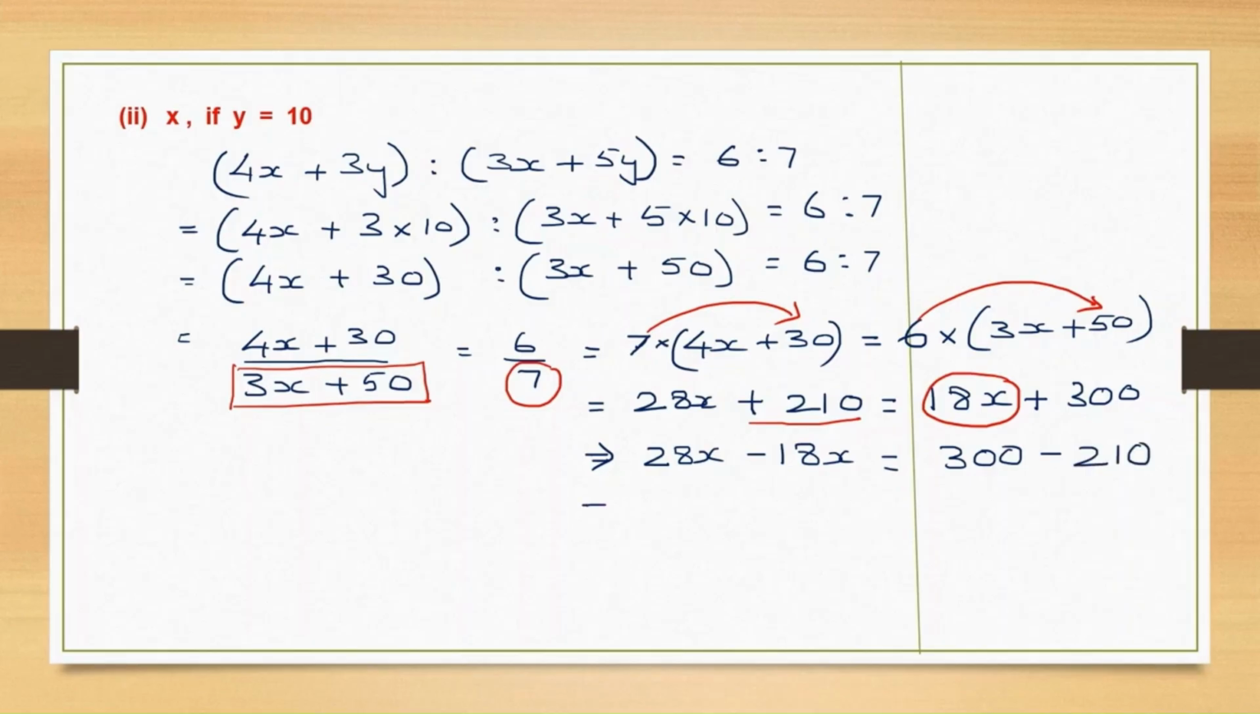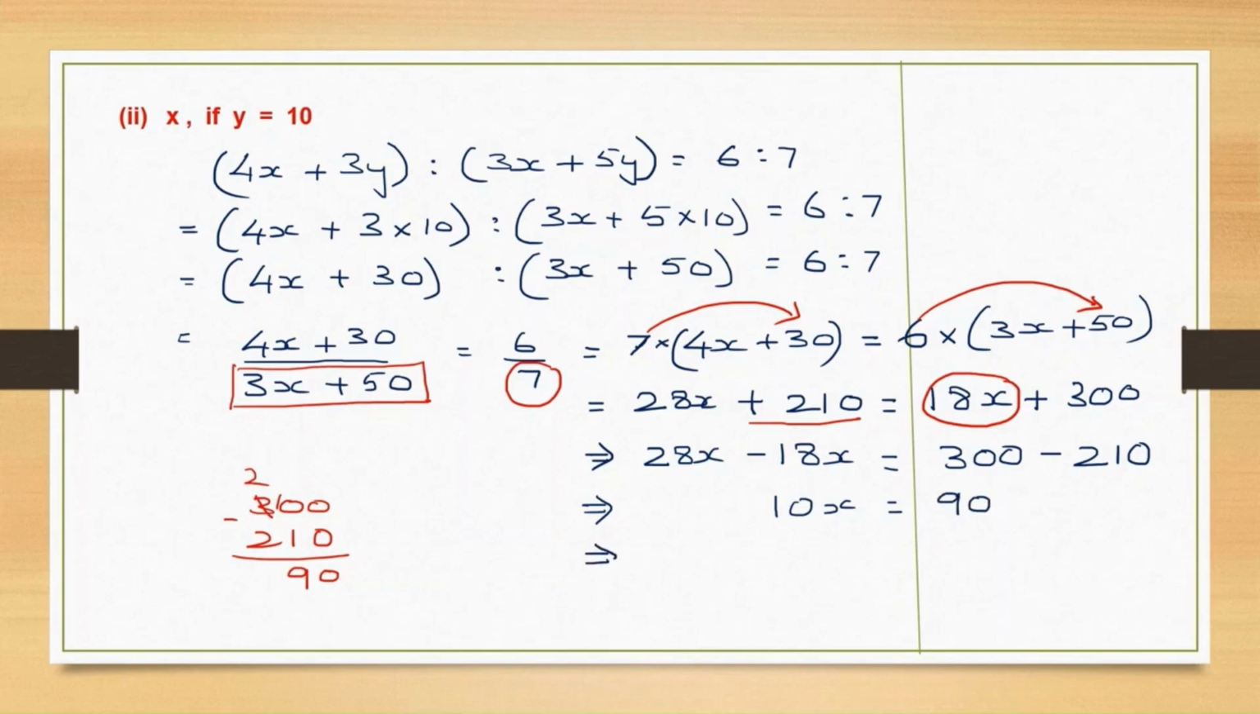So now let's work this out. 28x minus 18x. 28 minus 18 is 10. 10x is equal to 300 minus 210. Now let's do that. 300 minus 210. When you subtract, we borrow, 10 minus 1 is 9. We get 90. So 10x is equal to 90.